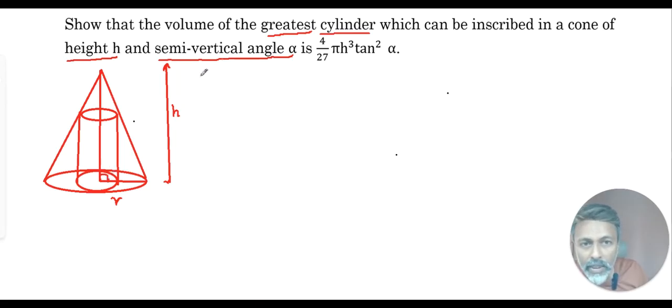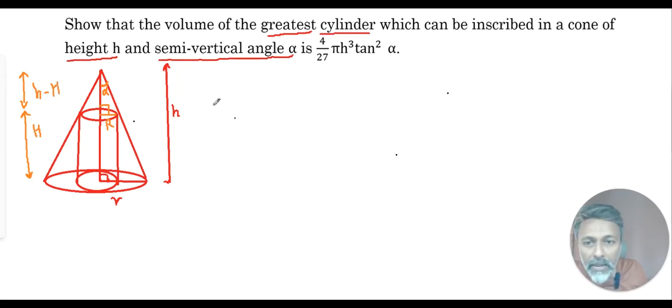We can take now the radius of the cylinder here, say it is r. This is 90. This angle is alpha, given by them, the semi-vertical angle. And let the height of the cylinder be small h. Therefore, the height of that smaller cone that you are seeing, the remaining height, is H minus h.